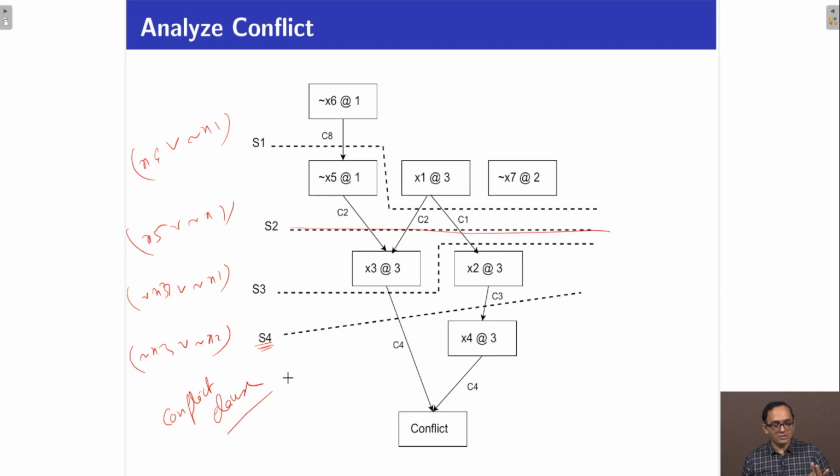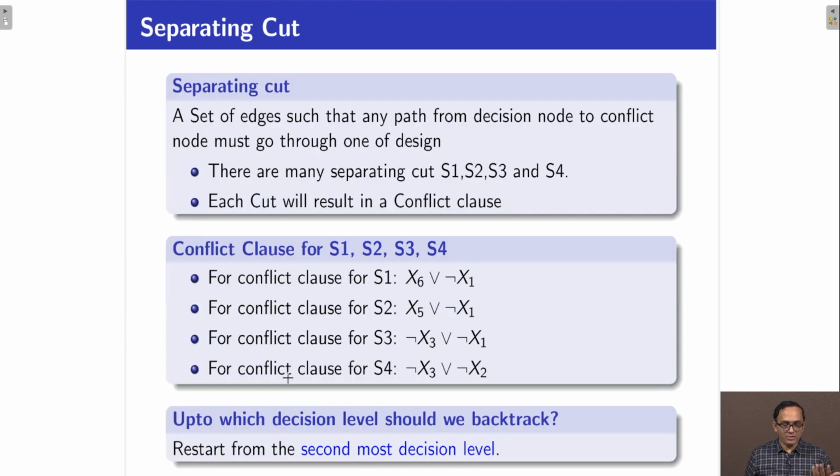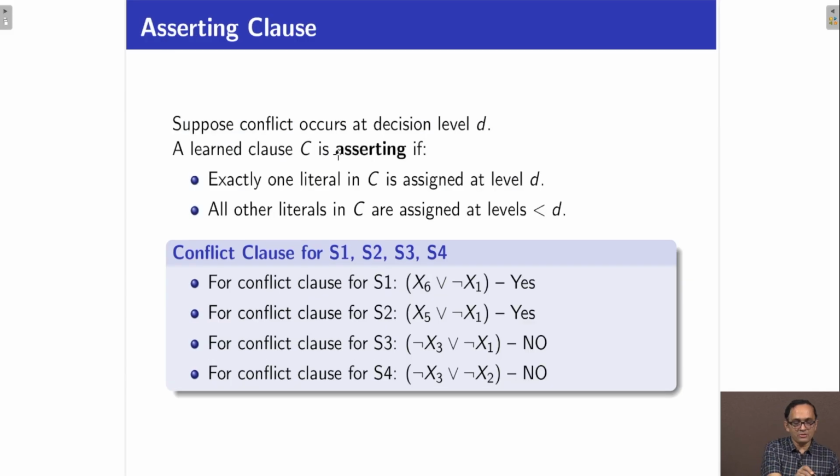So, in DPLL, once you get a conflict, for each separating cut I will get a conflict clause. So, I have multiple conflict clauses I can learn, but DPLL does not add all of them, it only adds one of them, right. So, when I have multiple choices, you have to pick the good one, and the good one is called the asserting clause. Okay. So, let us first define what an asserting clause is.